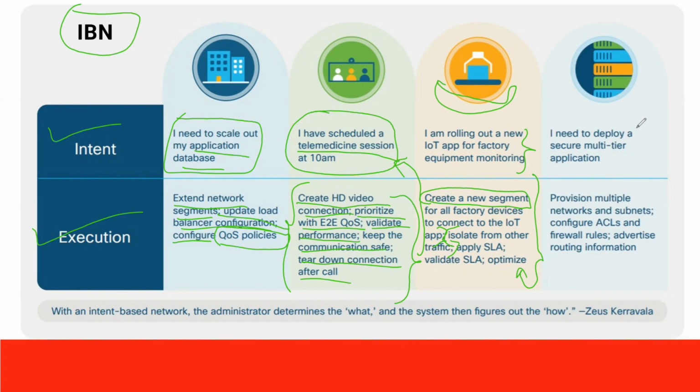I need to deploy a secure multi-tier application. For this, we have to provision multiple networks and subnets, then configure ACL and firewall rules for allowing it from outside, the DMZ or whatever zones you have, and advertise the routing information to the entire network so that we know which server this specific application sits on and everyone is able to access it.